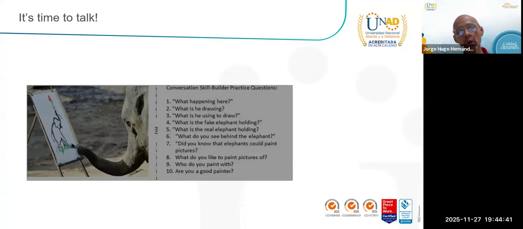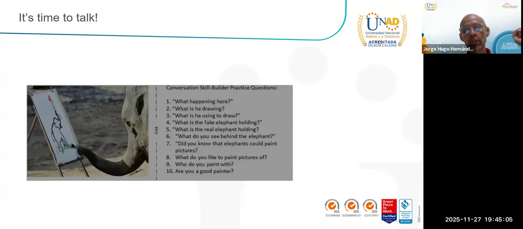What is the real elephant holding? And number 6, what do you see behind the elephant? About the landscape, the things that you can see under, no, behind, sorry. Behind the elephant, talking about the landscape or the nature that you can see there.